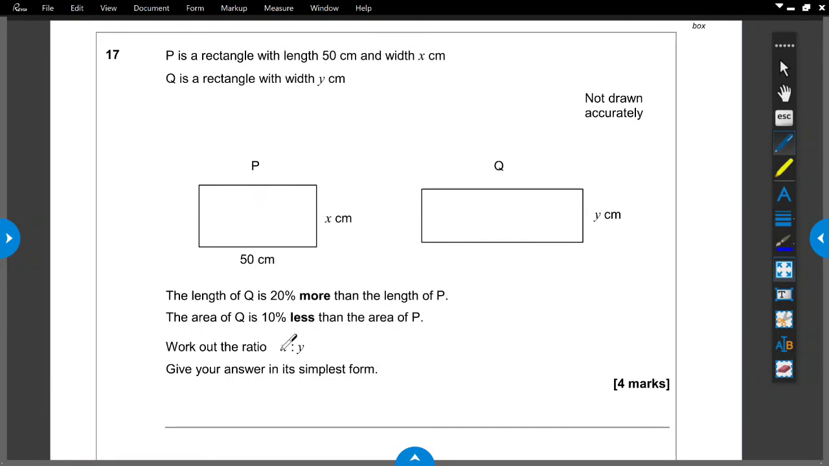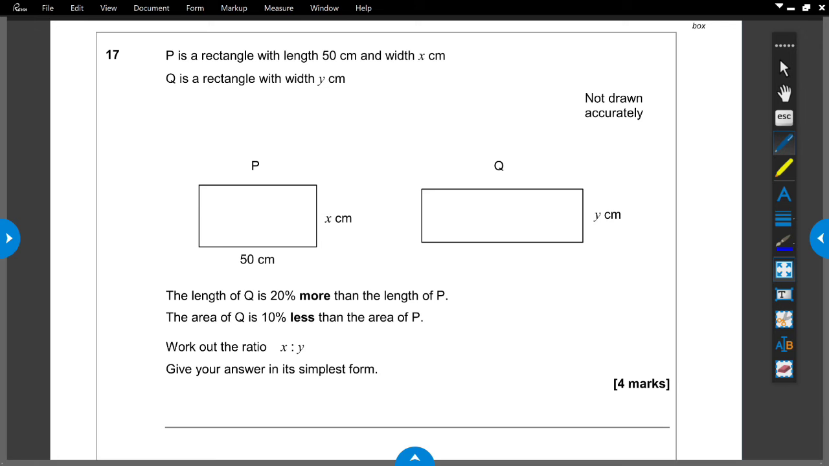To get a ratio between x and y, we either need to know x relative to y or y relative to x. So we need to try and form some kind of equation linking the two. That way we can see what the ratio must be. And then we're looking for simplifying the form, so we can simplify down the ratio we get.